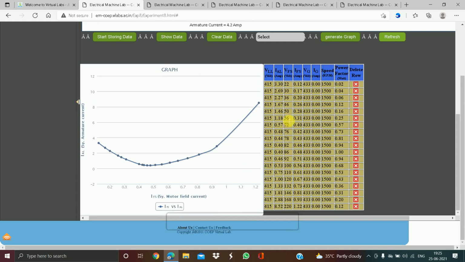As you can see here, the power factor gradually increases and comes to unity, and again it gradually decreases. Above this point, it acts as a normal or over-excited motor, and at this point it is unity, and below this you can see it gradually decreases. This is due to being under-excited.